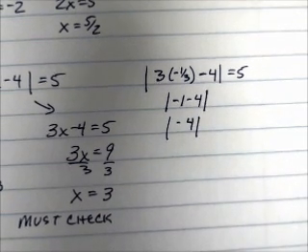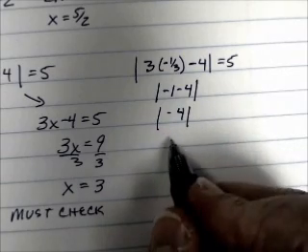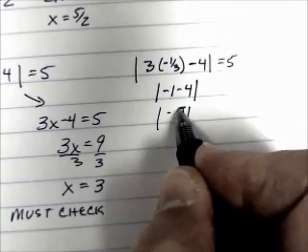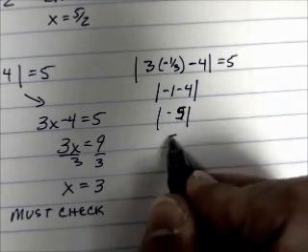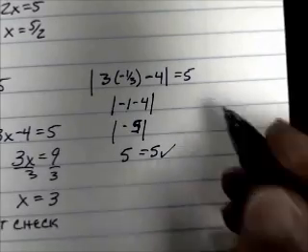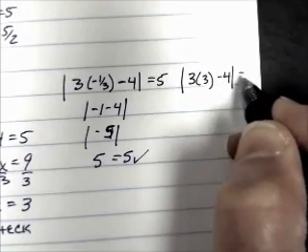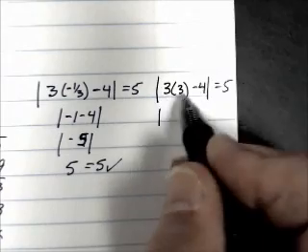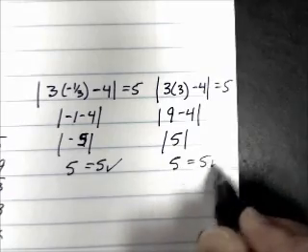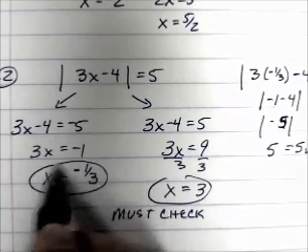Okay, well first let me make a correction here. No, we're all good. Oh, here we go. Negative 1 minus 4 is negative 5. There we go. And the absolute value of negative 5 is 5. Sorry about that. So 5 equals 5. Plugging in 3: the absolute value of 3 times 3 minus 4, does that equal 5? 3 times 3 is 9, subtract 4 is 5. The absolute value of 5 is 5, so 5 equals 5. So both check, so both are solutions, 3 and negative 1/3.